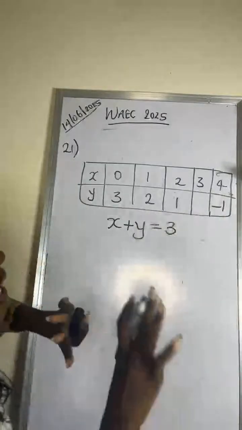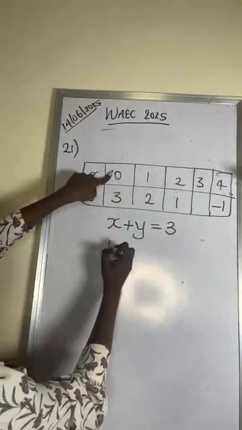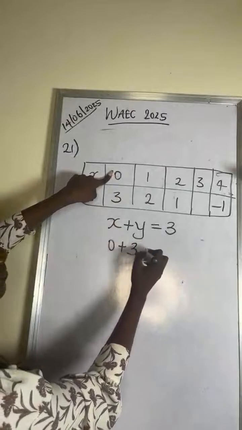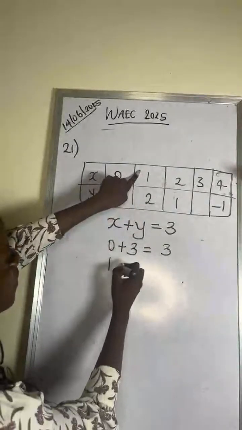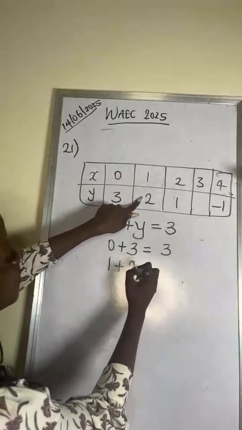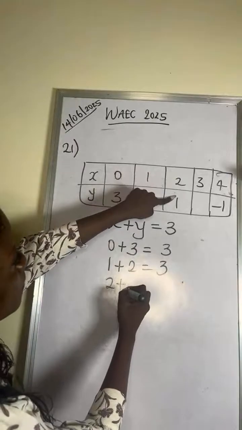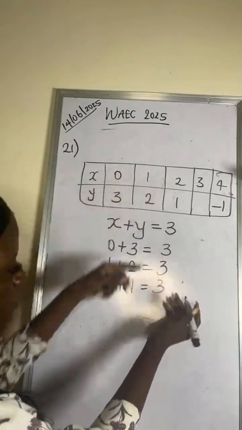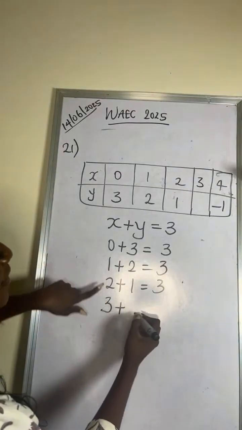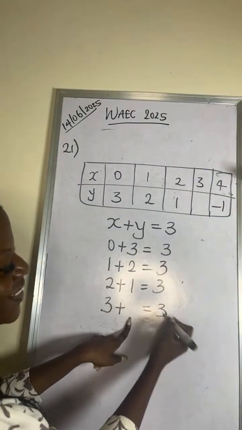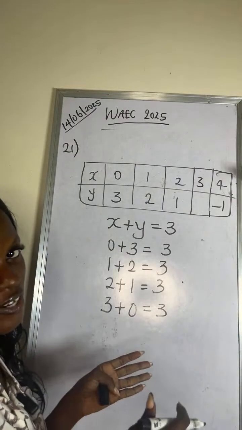So if you look clearly, you can even already tell, right? The first one, when x is 0, y is 3. You get 3. Next one, when x is 1, y is 2. You get 3. When x is 2, y is 1. You still get 3, right? So now they're asking us when x is 3, y is what for us to get 3? For people who know, they already know y is 0, right? 3 plus 0 will give you 3.